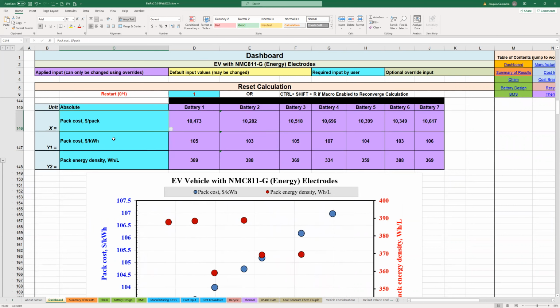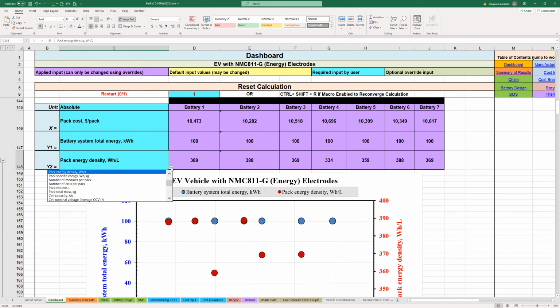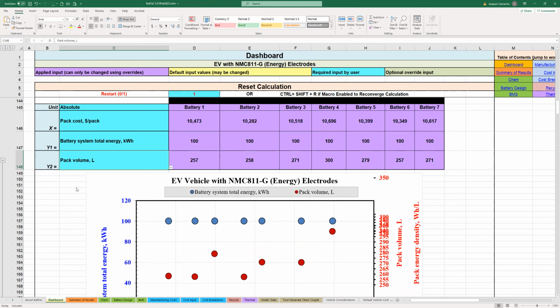against total energy. Yeah, total energy against, let's see, maybe the volume. This is the size of the battery. The weight's probably also important, but you'd also want to have a huge battery.